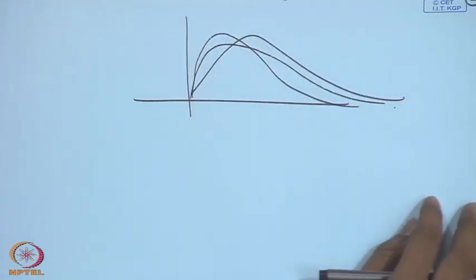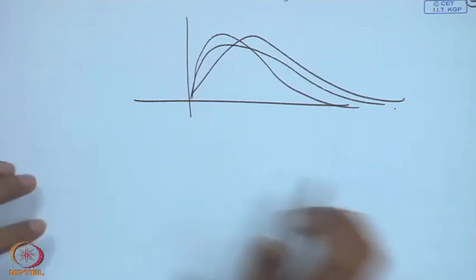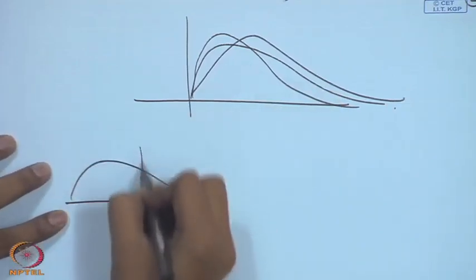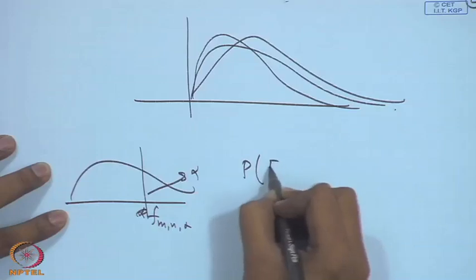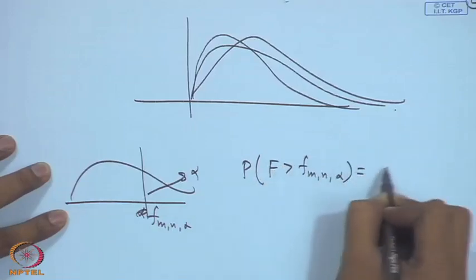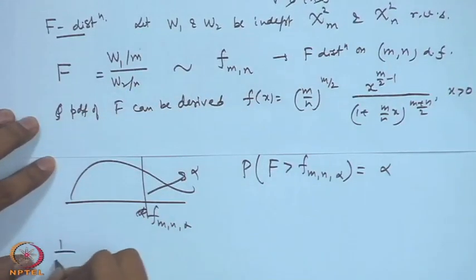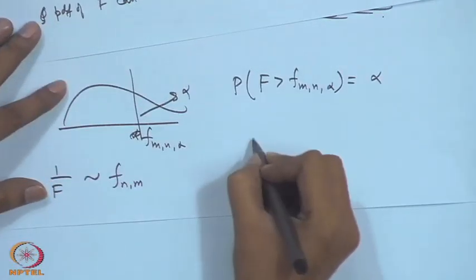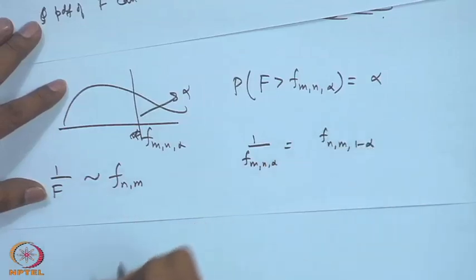These are the things, and just to give you, if I consider one of them and I consider this probability as alpha, then this is called F m n alpha. That is, the probability of F greater than F m n alpha is equal to alpha. Another thing that you can notice here is that if I consider 1 by F, 1 by F is also F, that will be F on n, m degrees of freedom. Therefore, the relation is 1 by F m n alpha is equal to F n m 1 minus alpha.